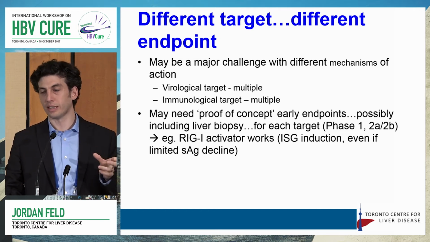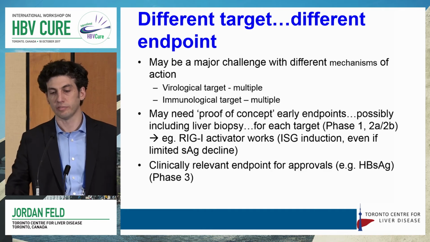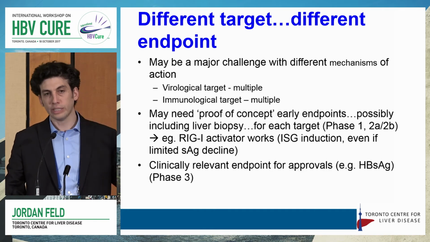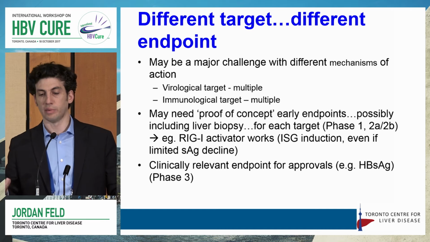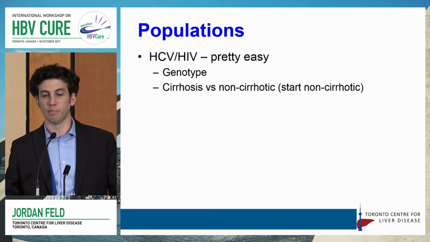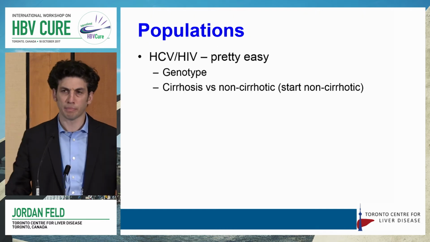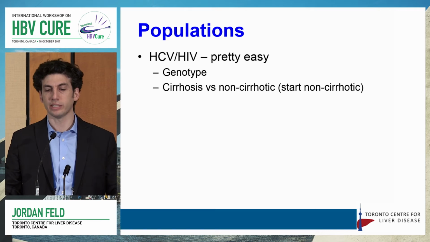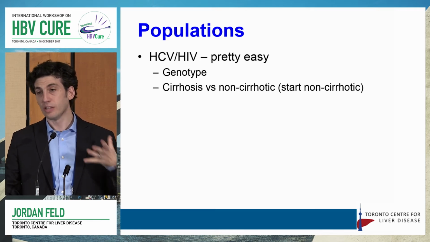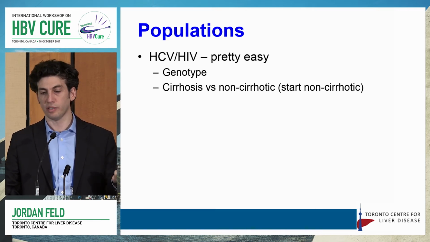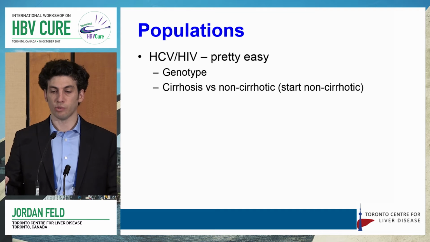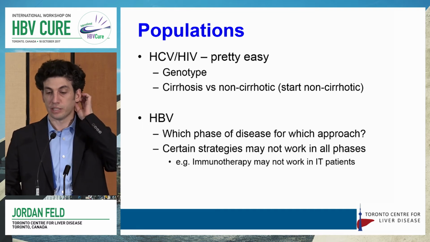And if you just looked at the clinical endpoint of surface decline, you might discard an agent which is actually active. And then, of course, when you go into phase 3 trials, you're probably not going to use a liver biopsy, and you need to look at clinically relevant endpoints. So if you look at the population beyond endpoints, again, with Hep C and HIV, it's pretty easy. The only thing we really had to worry about in Hep C was different genotypes and people with or without cirrhosis, and you start in the mild patients at the beginning.